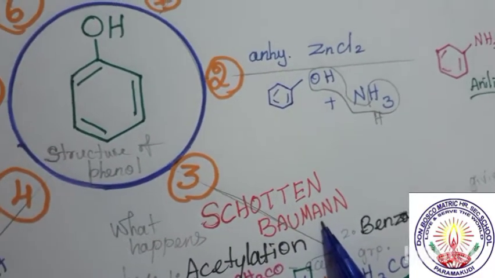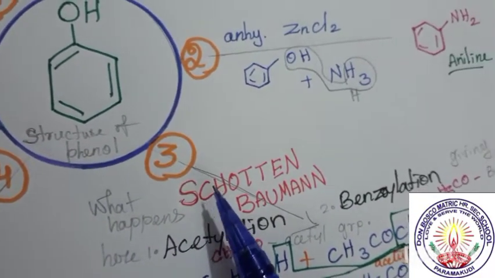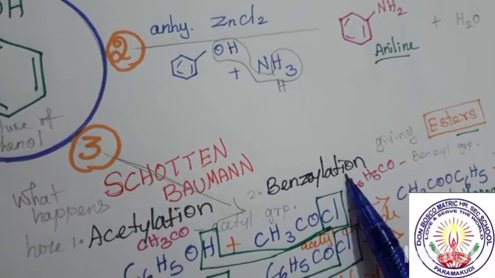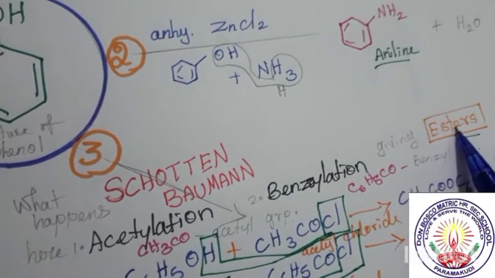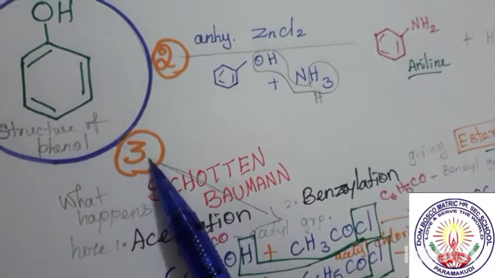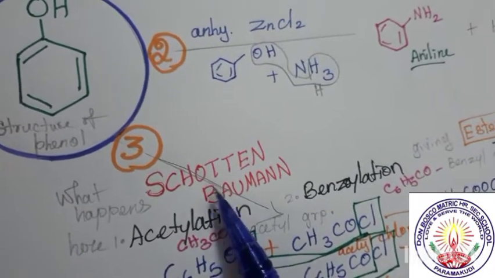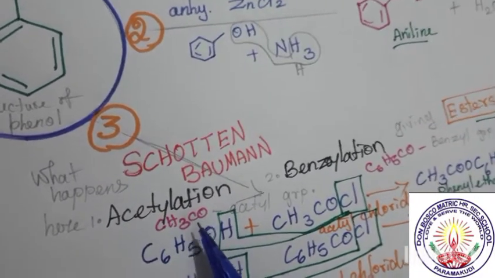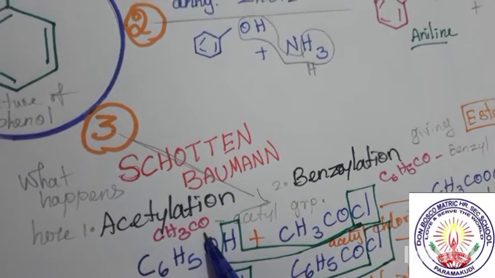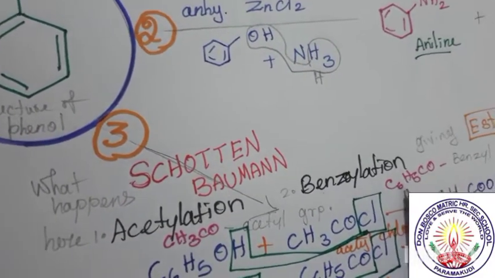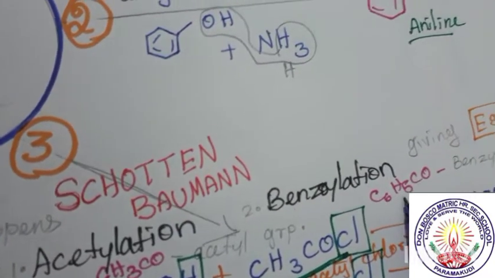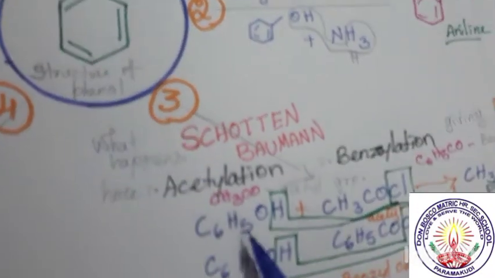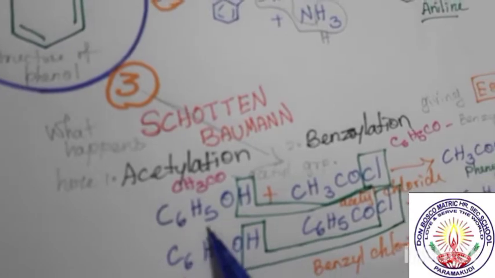Schotten-Baumann reaction. What happens in the Schotten-Baumann reaction? Acetylation and benzoylation take place, giving esters. So this third reaction is formation of ester. This is also called Schotten-Baumann reaction. Acetylation uses the acetyl group CH3CO, and benzoylation uses the benzoyl group. Which is the benzoyl group? C6H5CO. And this phenol, we have written, is C6H5OH.